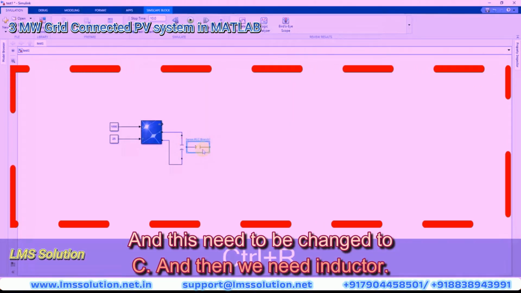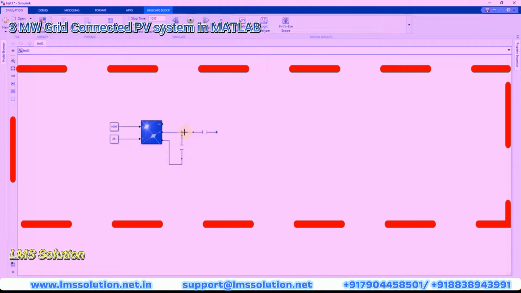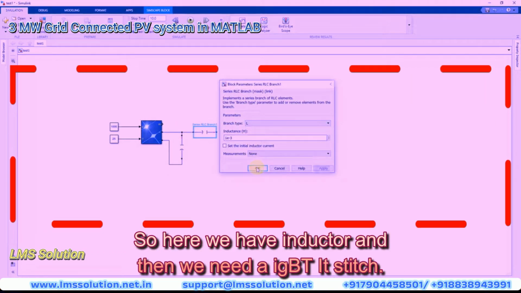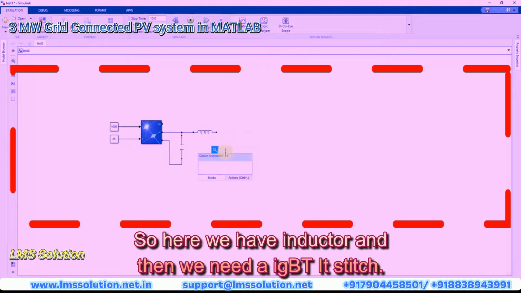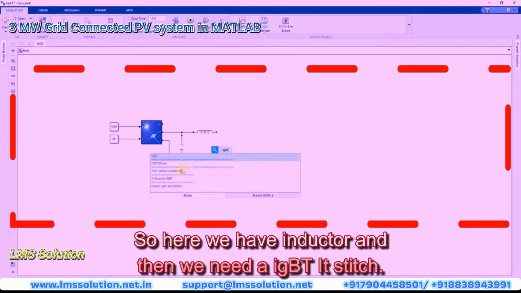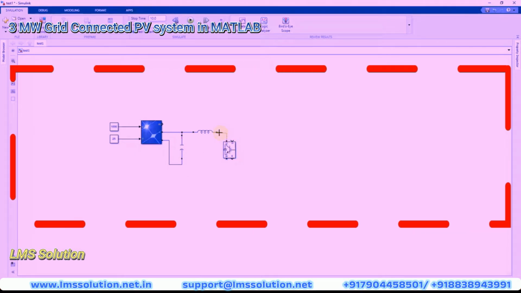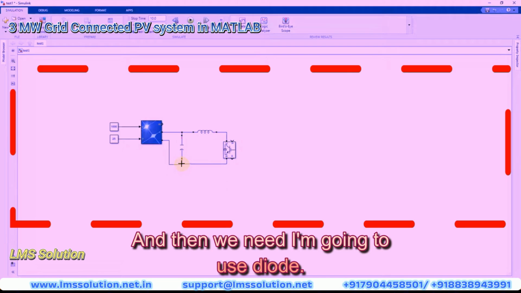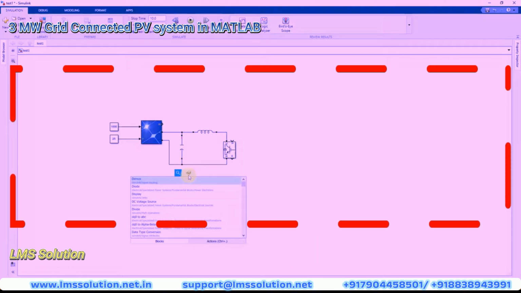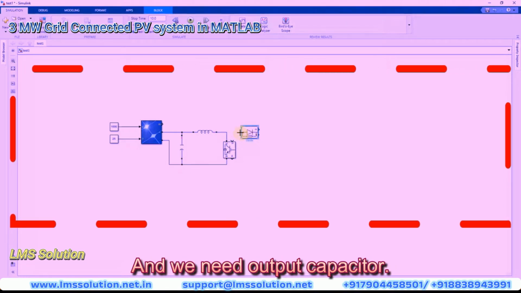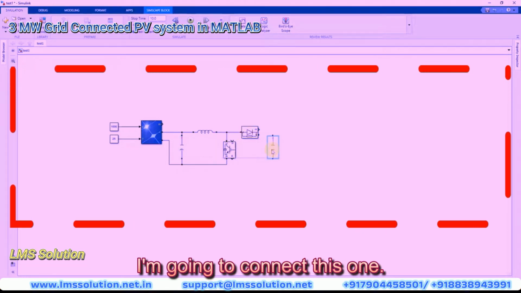And then we need an inductor. So here we have the inductor, and then we need an IGBT switch. So I'm going to use the IGBT switch here. And then I'm going to use a diode, and we need an output capacitor. I'm going to connect this one.